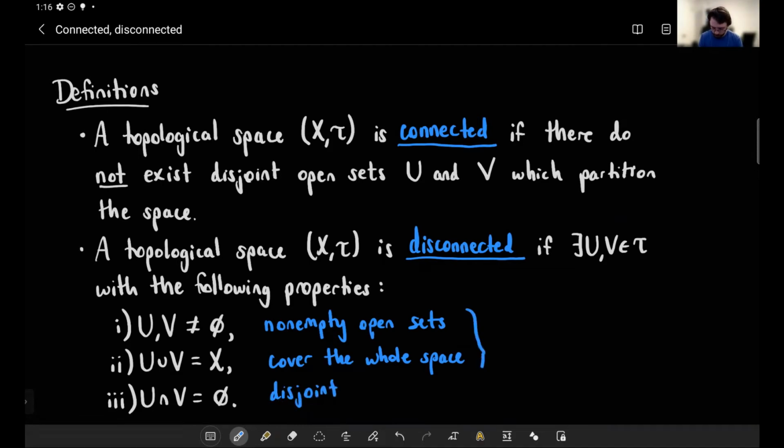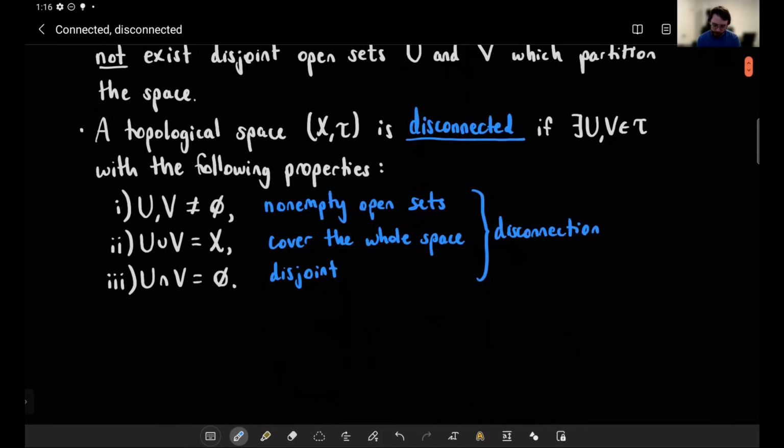So these three things together give you what's called a disconnection of X, otherwise phrased U and V disconnect X. They break it apart into two separate chunks. Great. So that's somewhat easier to work with, although it's not my favorite definition of disconnected or connected.